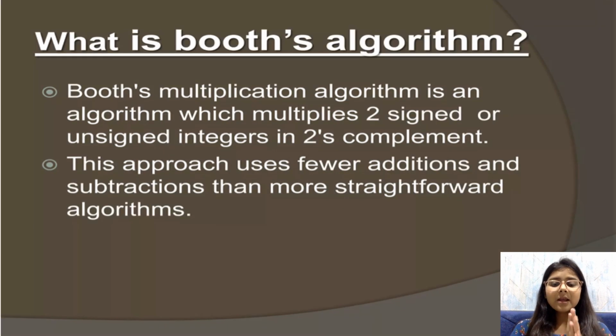So let's move on. What is Booth's algorithm? Booth's multiplication algorithm is an algorithm in which we multiply two signed numbers or two unsigned numbers, and the numbers are in 2's complement form. Okay, this approach uses fewer additions and subtractions than more straightforward algorithms.